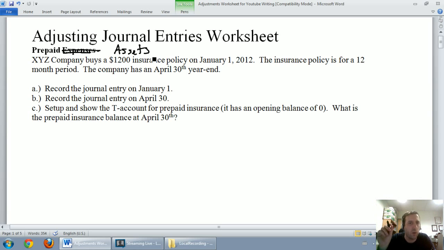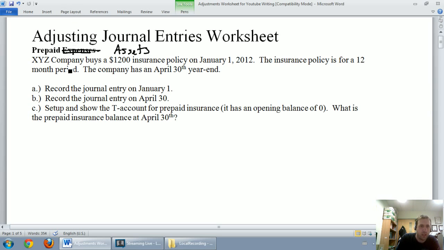XYZ company buys a $1,200 insurance policy on January 1st, 2012. The insurance policy is for a 12-month period. The company has an April 30th year-end and asks us to record the entry on January 1st, April 30th, and then give an updated account for prepaid insurance on April 30th.